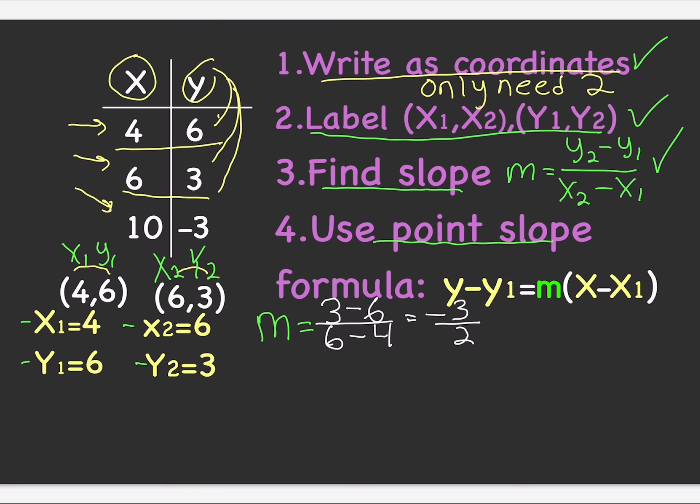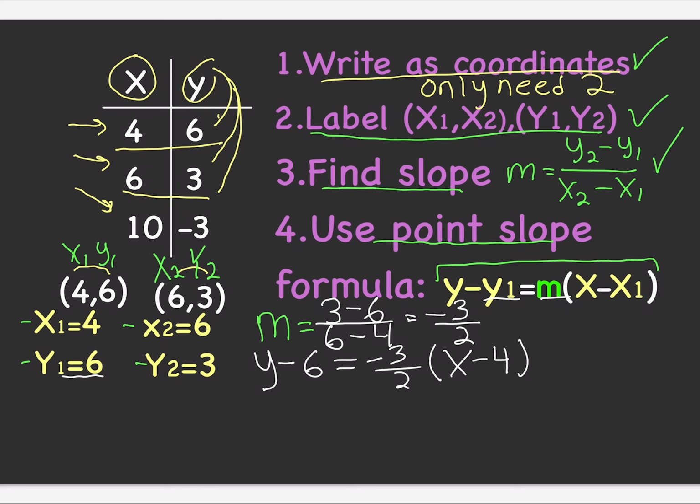Now we found the slope. Now we do the point slope formula, which again is y minus y1 equals m parentheses x minus x1. We always rewrite just the letter y. We then do minus the y1 coordinate, which we said is 6. That equals the slope we found, which is negative 3 over 2. Make sure you put a parentheses. You write just the letter x, then minus, and then the x1 value, which was 4, and end the parentheses.